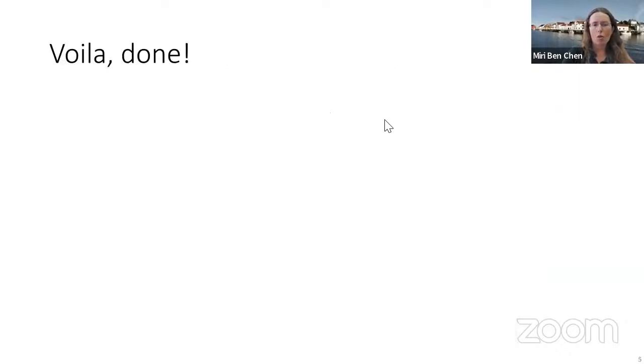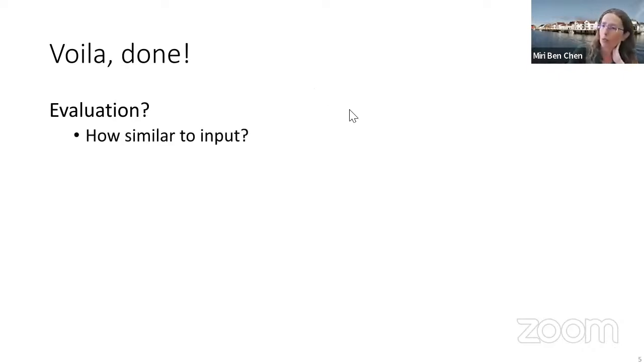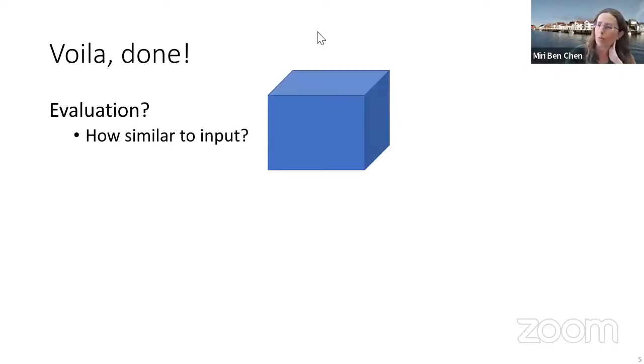Okay, so let's say that somebody already gave us a solution. So we're done. We have our solar panel bunny. How do you evaluate? There are two kinds of directions in which we wish to evaluate such things. First, how similar is it to the input? Obviously, I can take a cube and panel it with planar solar panels, but then again, it's not a bunny.